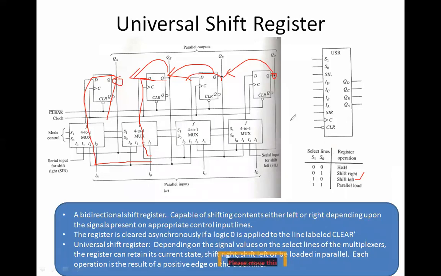Bidirectional. Bidirectional, right? Okay, thank you. Any doubts here, students? If you have doubts, then I can again get back and explain.